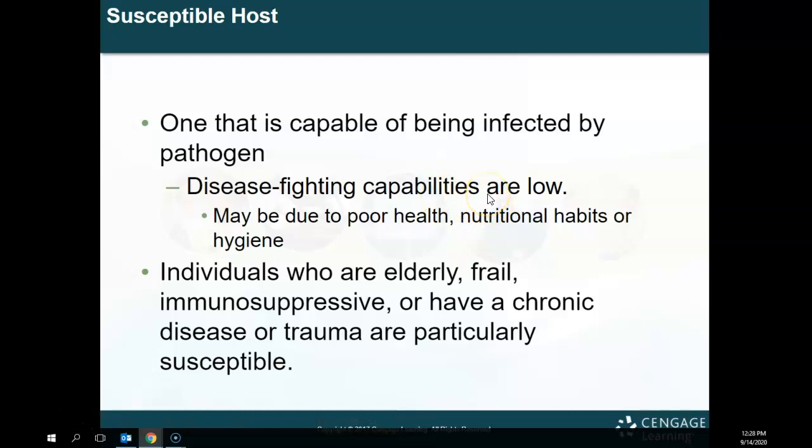So, your disease fighting capabilities could be low due to poor health, nutritional habits, or hygiene. We talked about that when I showed you that link in the chain, right? If your hygiene's bad, like if you don't brush your teeth, you can die from an infection that you get in your mouth from not brushing your teeth. It can get into your bloodstream, cause septicemia, and then that can kill you. Like, it's not a joke. Bad hygiene can kill you, literally. Okay? It can compromise your immune system, make it so you can't fight off disease, and then bing, bang, boom.